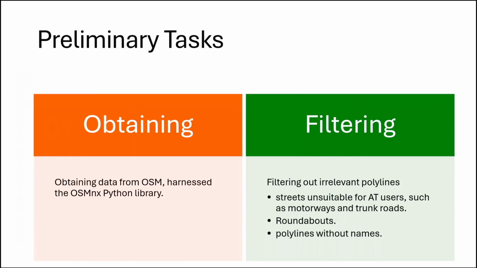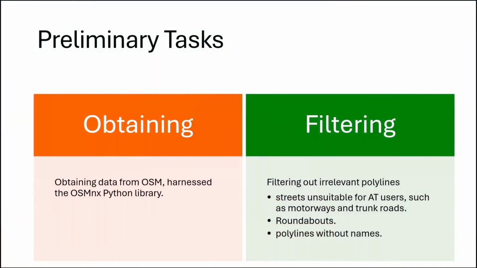The preliminary tasks include obtaining the data from OpenStreetMap by using OSMnx, a Python library developed by Jeff Boeing, which is a great library, not only to download the data, but he also automatically fixes errors that occur in the OpenStreetMap data because people sometimes map polylines differently on OpenStreetMap.